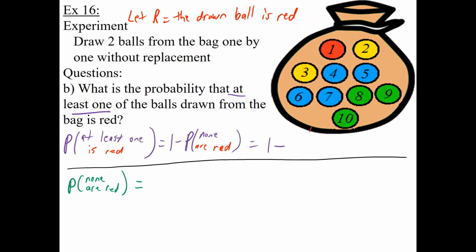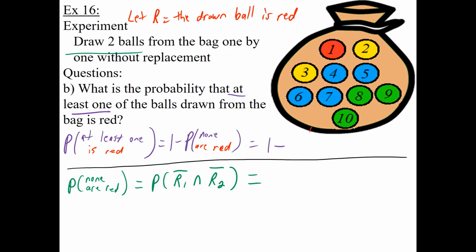And now you've got to think about that and ask, what does it mean if none are red? Well, we're drawing 2 balls from the bag, remember? Draw 2 balls without replacement. If none are red, then it means the first one is not red, so you write it like that, and the second one is not red. Please remember, the probability of none is always some kind of and, a probability of an and. But you have to phrase it: the first one is not red and the second one is not red.